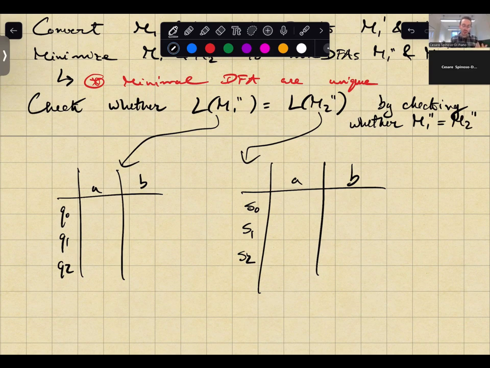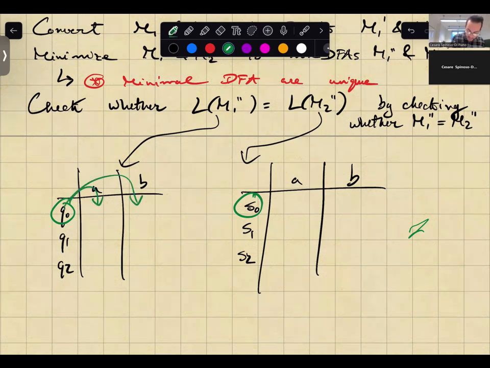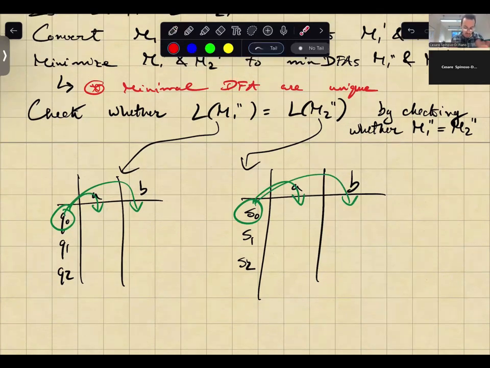And how do you do this procedurally? Well, you start at the start state. Then you check, okay, when I read A and B, I go to two states. When I read A and B and I go to these two states in both cases, these states are going to be called different things probably. So maybe Q1, Q2, and S2, S1.